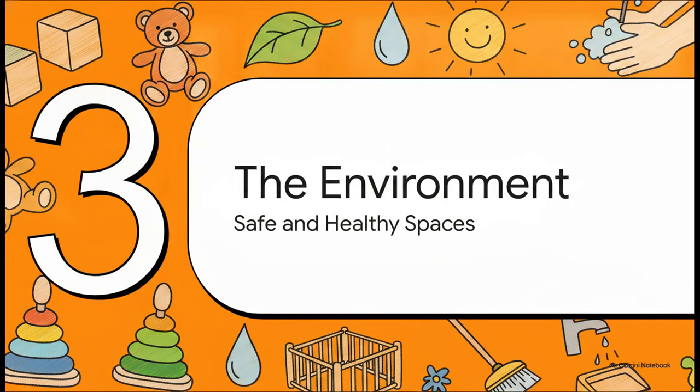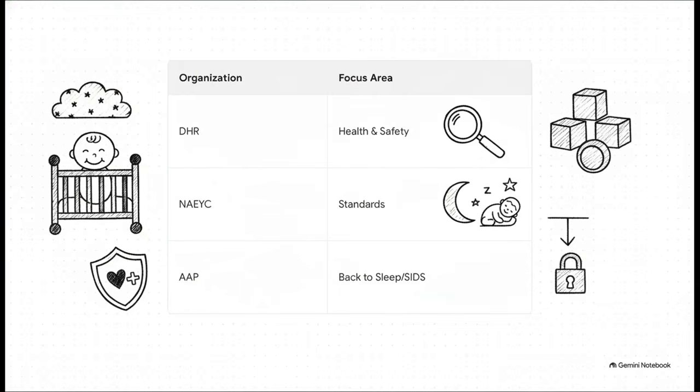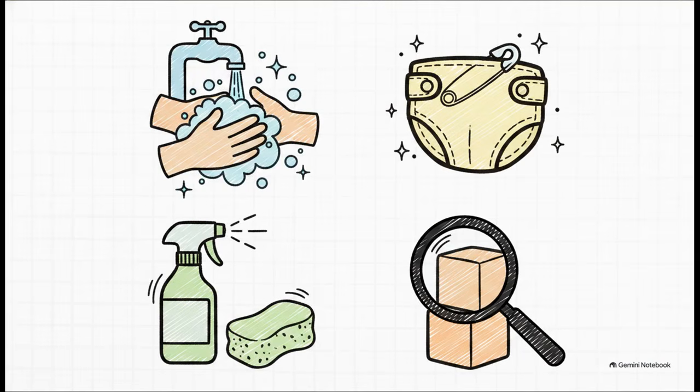Finally, we arrive at Module C, the environment, keeping children safe and healthy. Okay, I'll be honest, this module is pretty rule-heavy, but it is incredibly, absolutely crucial. You'll be evaluating childcare settings to make sure they comply with the major governing bodies. We're talking about the Department of Human Resources, or DHR, NAEYC standards, and the American Academy of Pediatrics. A huge focus here will be implementing standard life-saving practices, like the back-to-sleep guidelines, to actively prevent SIDS. Mastering these universal precautions is the exact toolkit you need to keep vulnerable kids physically safe every single day.